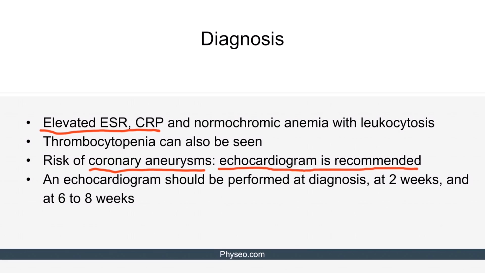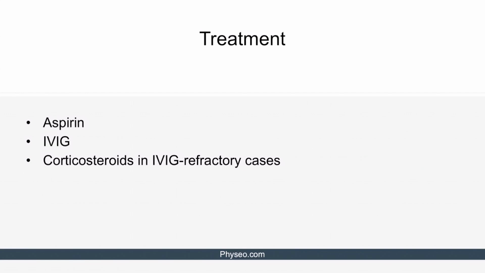In fact, an echocardiogram should be performed at the time of diagnosis, at 2 weeks, and then at 6 to 8 weeks after the onset of the disease. So the take-home point here is that you're very concerned about these coronary artery aneurysms in these patients. So when you think Kawasaki disease, always be thinking about an echocardiogram, and you're going to do this serially. You want to see if you can control it and prevent it from getting any worse. Which brings us to treatment.